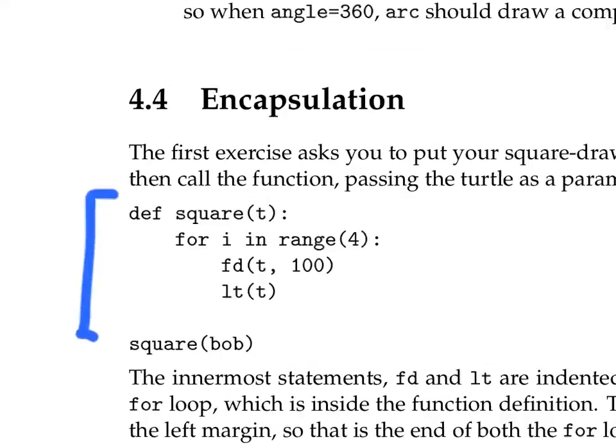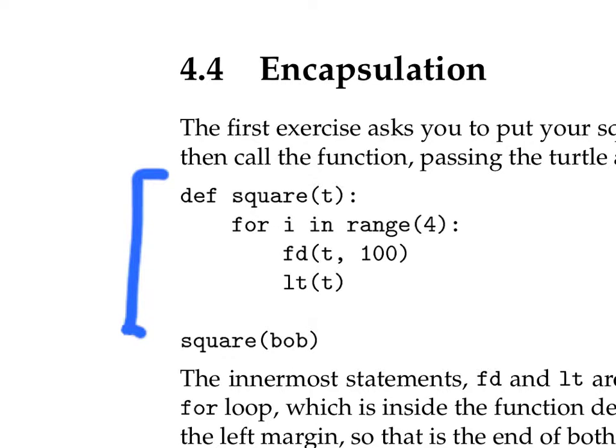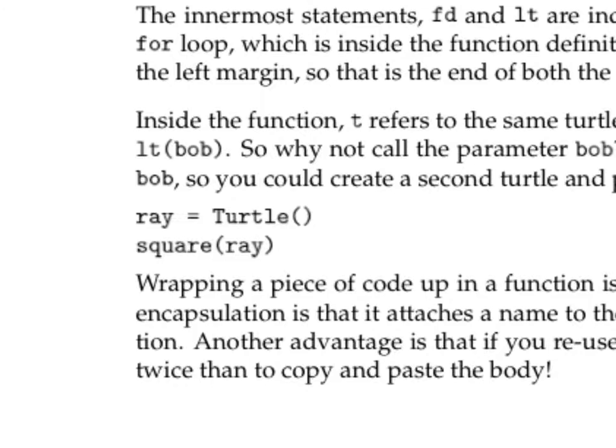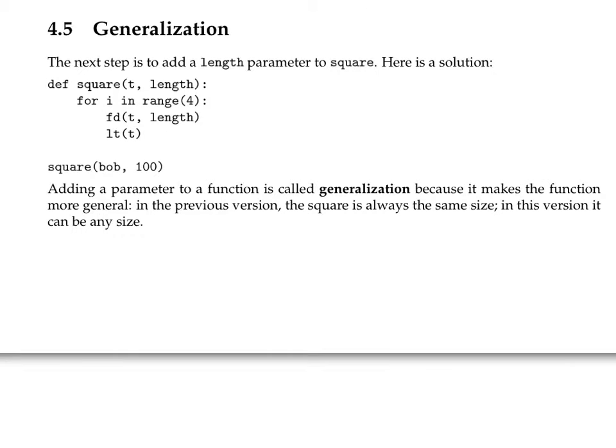The important part is this bit here, where rather than specifying which turtle we're using, like Bob, we are passing that as a parameter. So this function can now be used for Bob, but it can equally be used for Ray or any other turtle that we might want to use. Now we improve the function by adding a new parameter, length. So now rather than just drawing a standard sized square, we can pass 100 as the length of the side and then use that in the forward command.